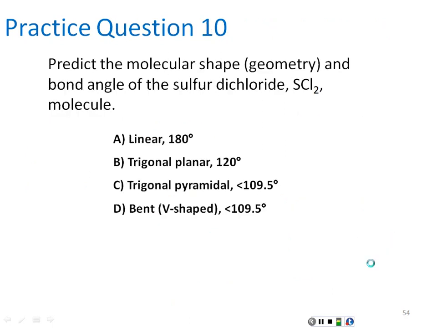Okay, next question. Predict the molecular shape or molecular geometry and the bond angle of sulfur dichloride. Again, the first step, you're going to want to draw the Lewis structure. What you'll come up with is this. So the formula of this would be AX2E2. The steric number now is 4.